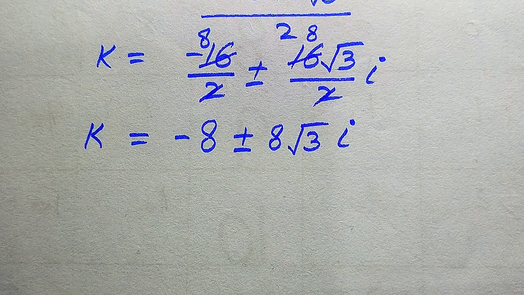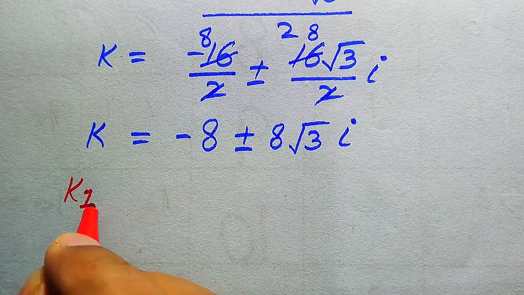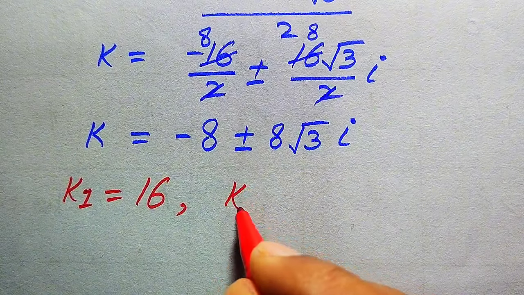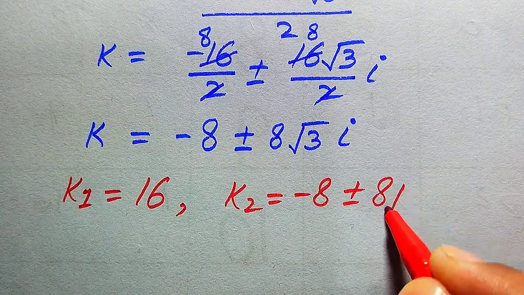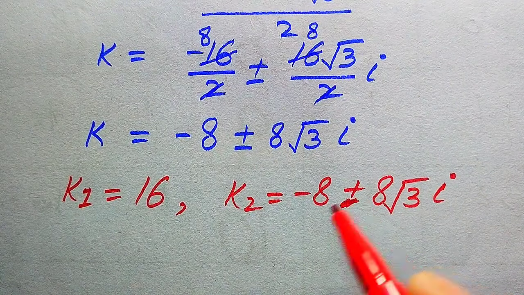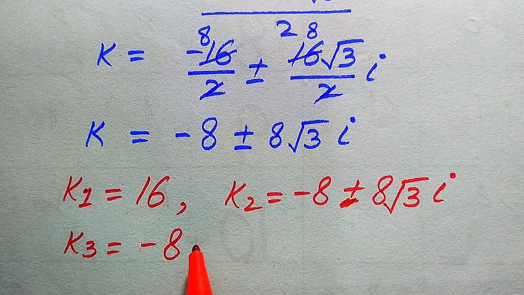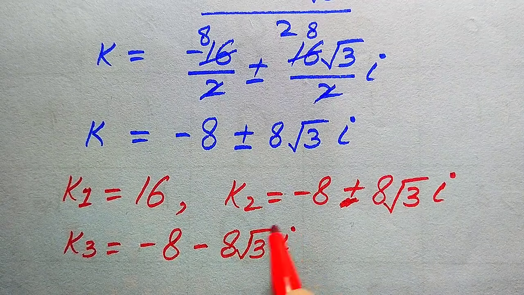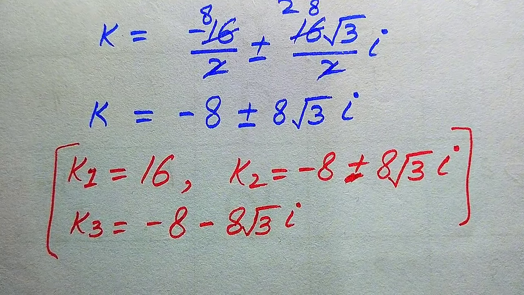And finally, there are 3 roots of the given equation. The first root is k1 equals to 16. This is the real root. And the second root is k2 equals to minus 8 plus minus 8 times square root of 3 into iota. We can just choose the positive value, this is the second root, and for the third root we choose the negative value, it is minus 8 times square root of 3 into iota. So these are the 3 roots of the given equation which we get in this method.